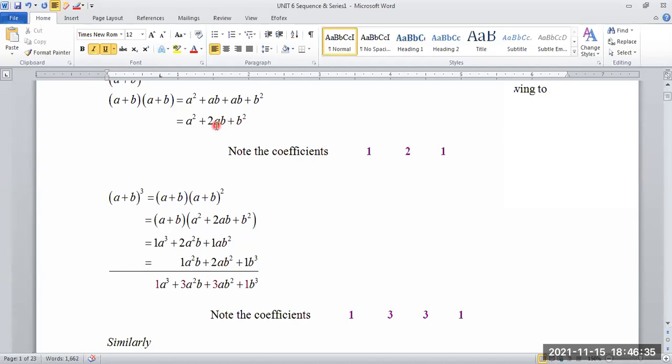And then a loses 1 power, so a goes to the 0 power, and b catches the power that a loses, and b goes to b squared.